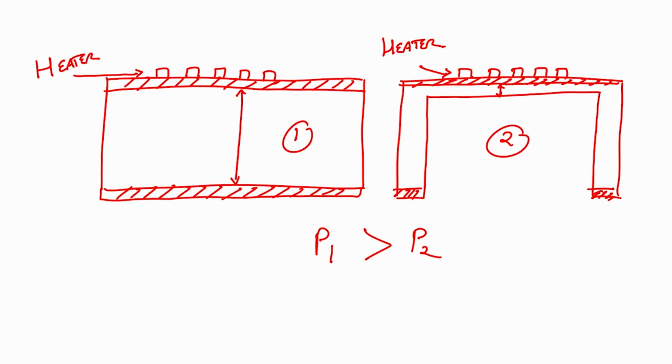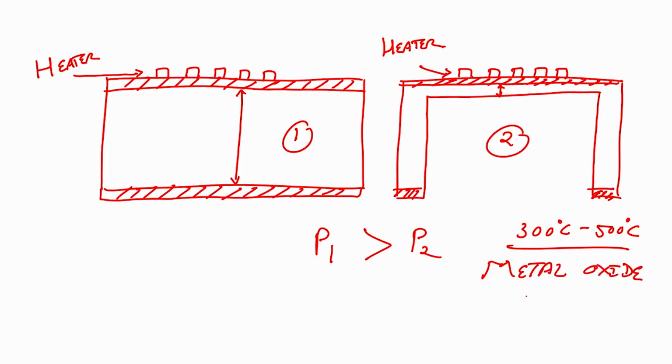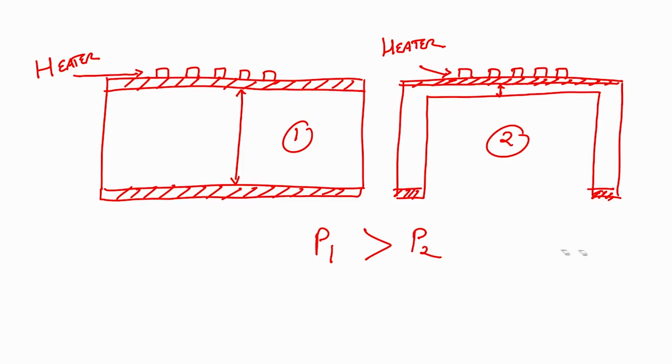Now, on this heater, why do we require a heater? Because in the case of a sensor, we say that we have to heat the sensor to a high temperature, from 300 degree centigrade to 500 degree centigrade. Why? Because we are using metal oxide semiconductor. So, this particular material requires a temperature of 300 to 500 degree centigrade.